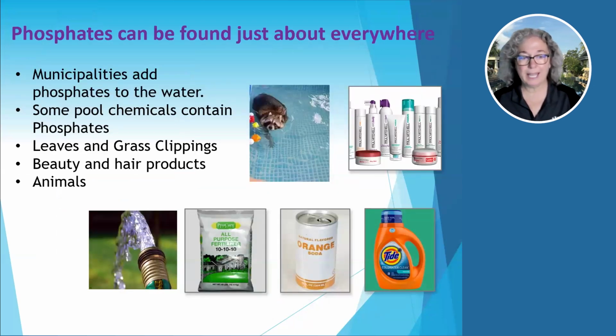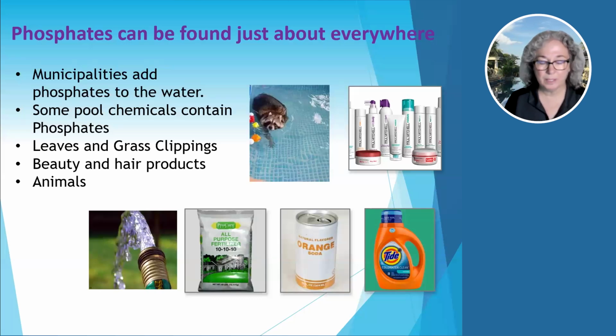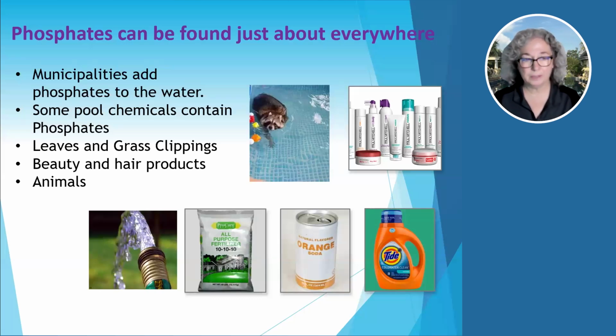Phosphates can be found anywhere. Municipalities add phosphates to their water also to help it flow. Some pool chemicals contain phosphates. Leaves and grass clippings, beauty and hair products, and animals. We'll go through the pictures here. There's a little raccoon that's making himself a little home there in this pool. He's also using it as a bathroom.